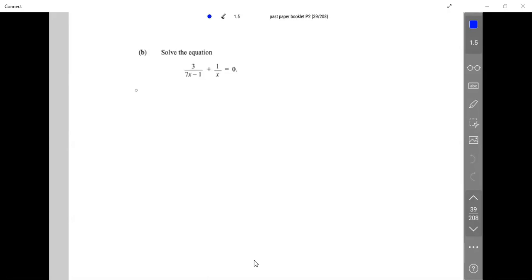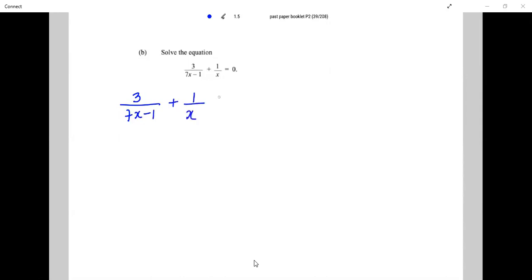The first thing I would do, so let me just rewrite this. We have 3 over 7x minus 1 plus 1 over x, and this is equal to 0. So the first thing I would do is put this in bracket. Now, this is an equation question with fractions. And the first thing we need to do is get rid of the fraction. One way to do that is to find the LCM, use the LCM, and then discard the LCM.